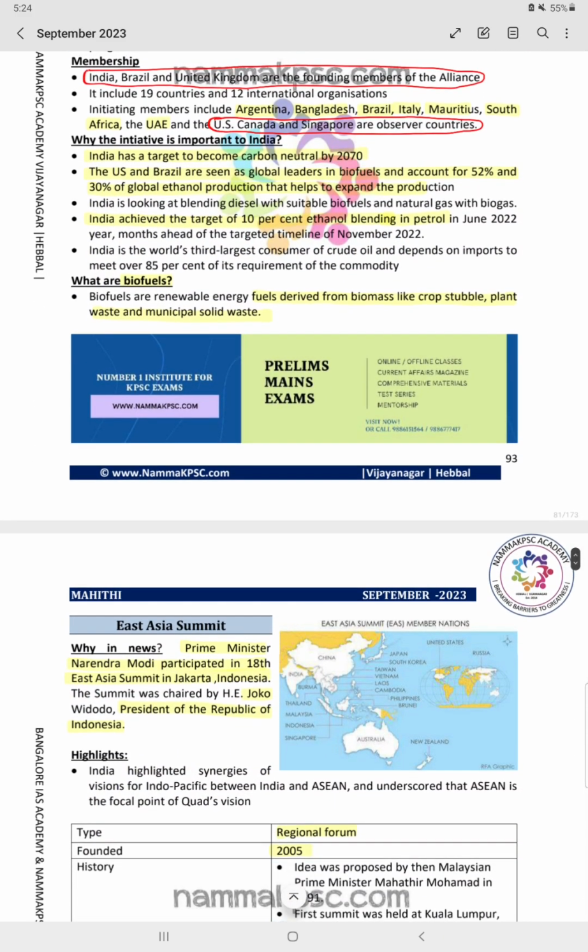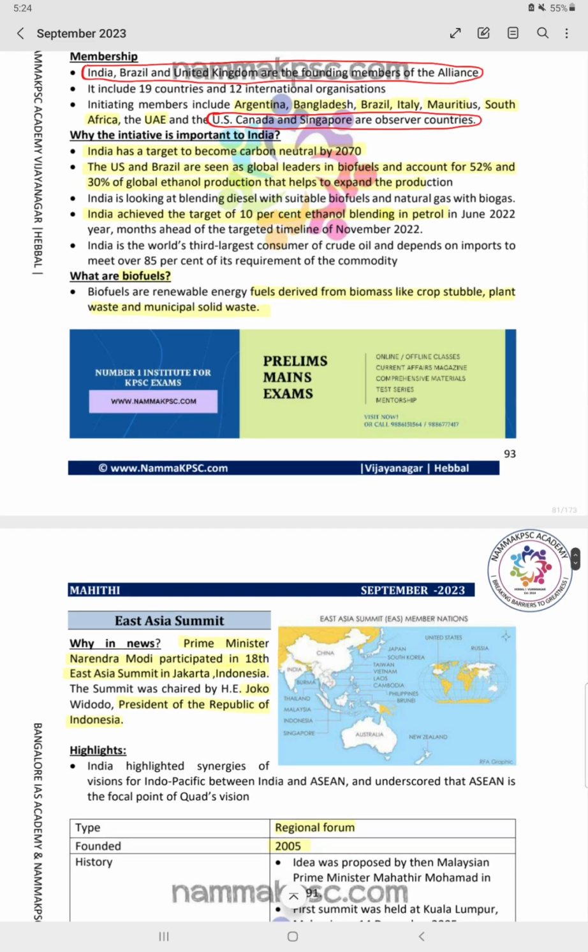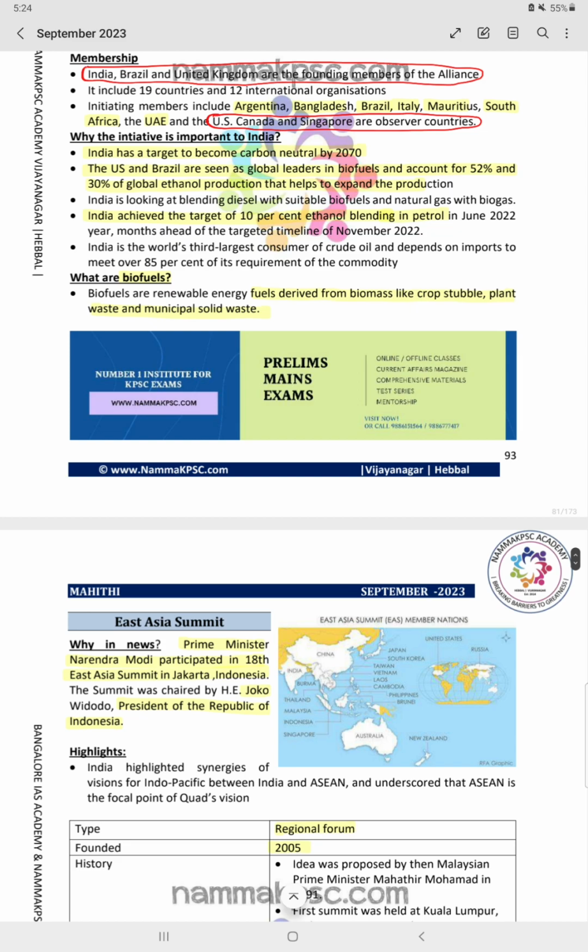So what are biofuels? They are generally derived from biomass. There are generations: Gen 1, Gen 2, Gen 3. Gen 1 is basically from food crops. Gen 2 is generally from non-food crops, meaning the damaged food and all. And Gen 3 is from algae, and Gen 4 is basically from algae that has been modified with genetic engineering.